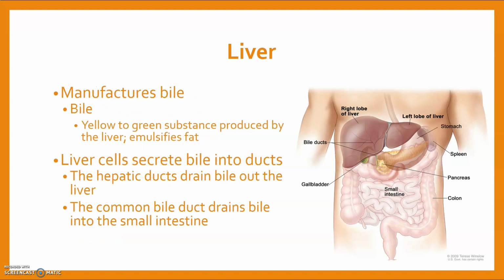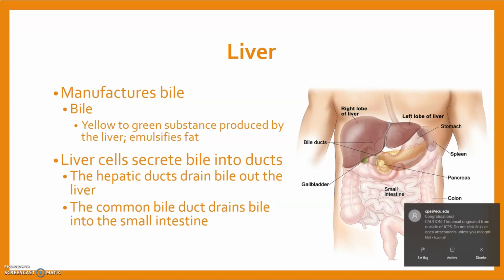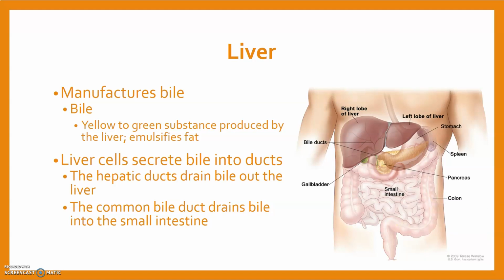Another function of the liver is that it manufactures a substance called bile. And bile is this green or yellow substance that helps to emulsify or break down fat into tiny droplets. The liver secretes bile into ducts. The hepatic ducts are going to drain bile out of the liver, and then the common bile duct is going to drain bile into the small intestine.